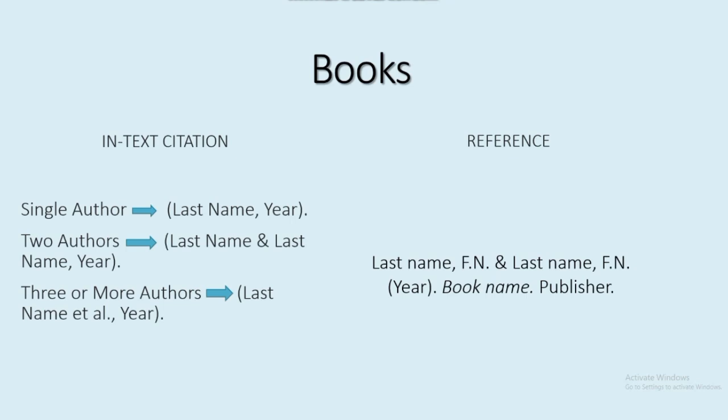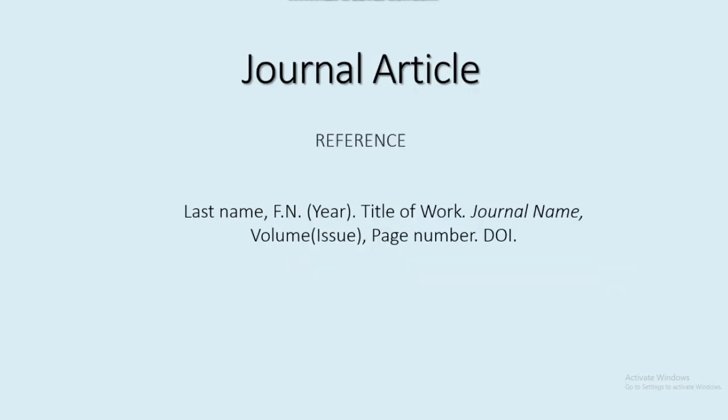At the end of your paper, the reference of this particular citation would read like last name, the initials of the first name, and if you have two authors, then the last name of both the authors and the initials of both authors along with the year. The book name should be in italics, and then you mention the publisher.